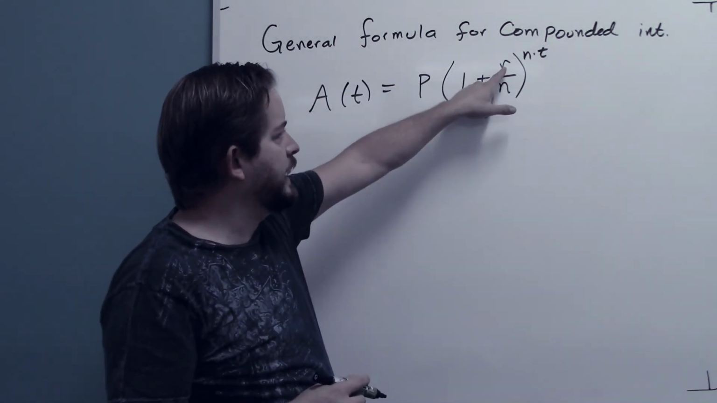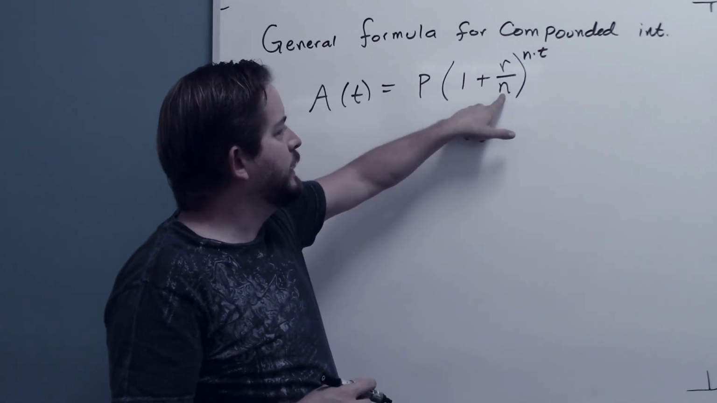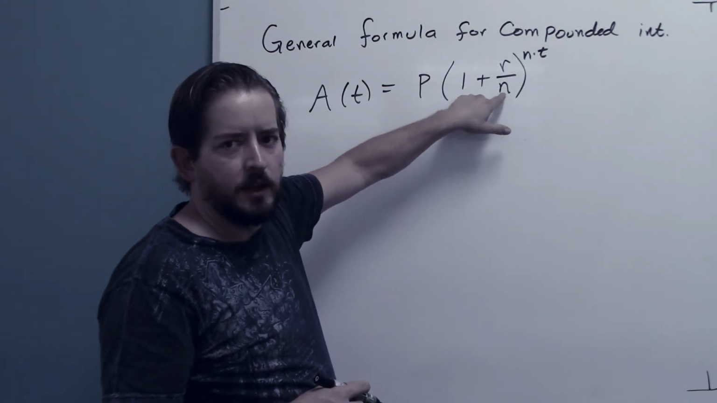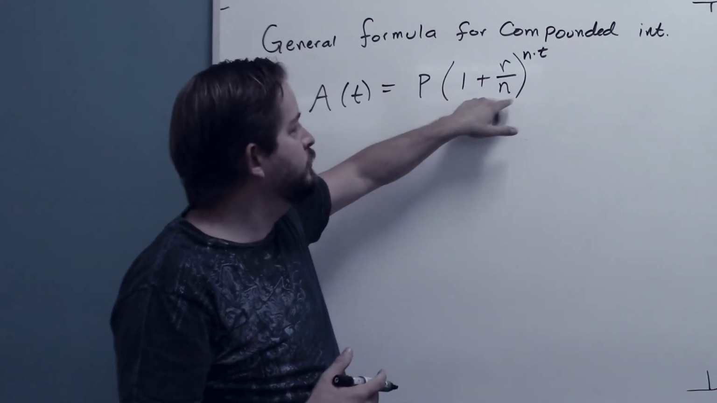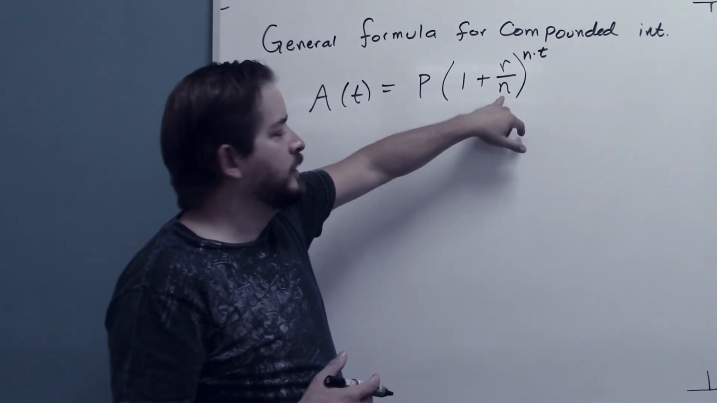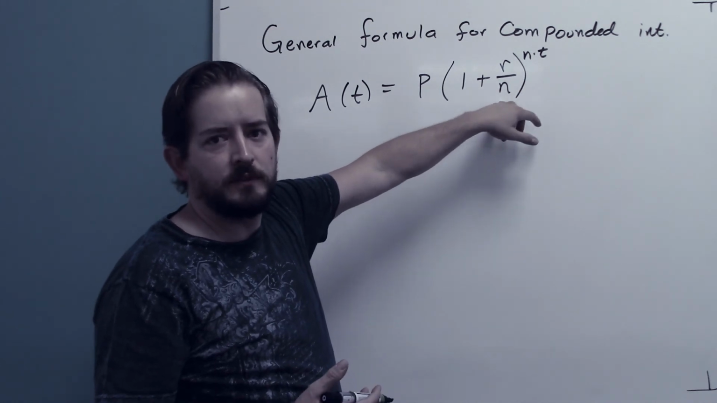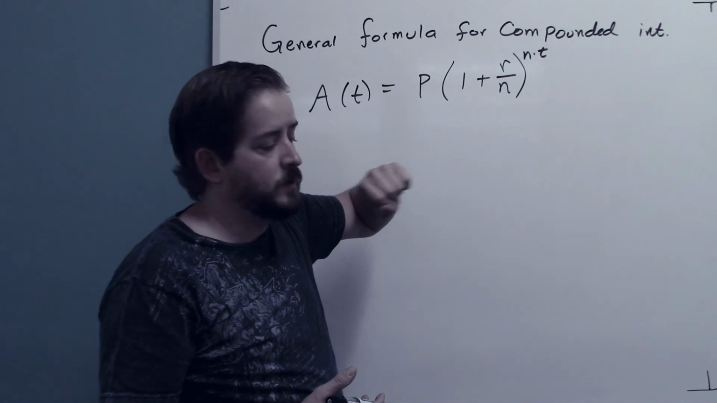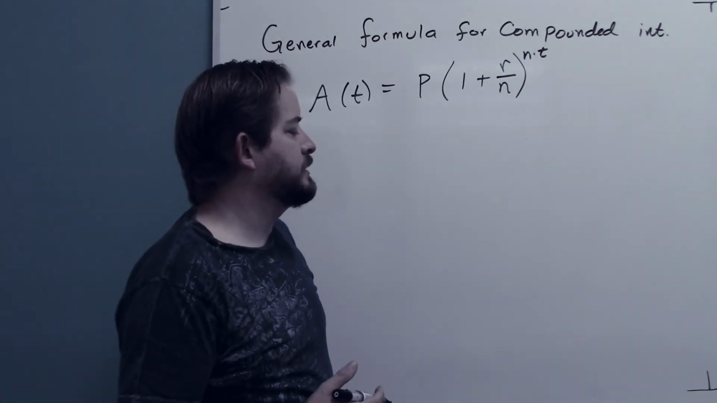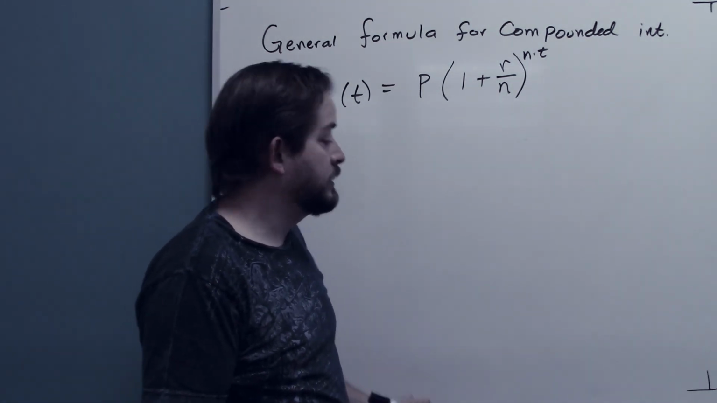So again, everything else is the same. r is still the annual compounded rate, but n is the number of compounds that you do in a year. So if you compound monthly, n is 12. If you're compounding weekly, n is 52. If you're compounding quarterly, n is 4, right? So you have to figure out your n based on the problem. Let's look at a problem.